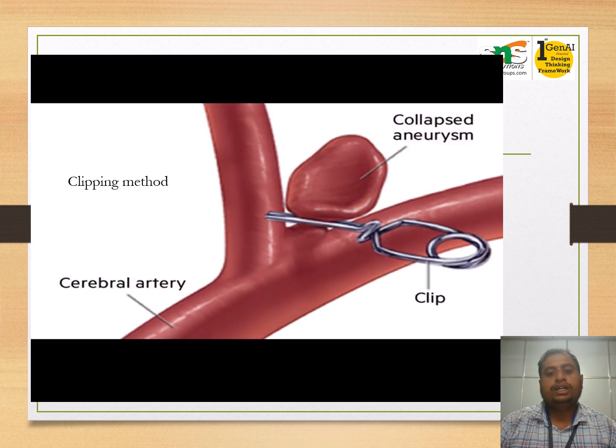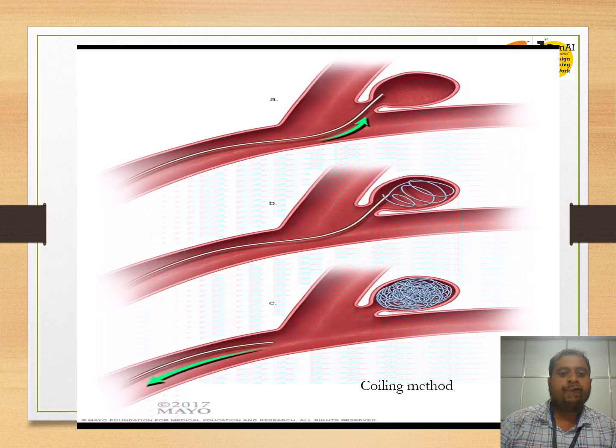This picture shows the aneurysm and the clipping method. They clip the artery so the aneurysm won't collapse or spread to any other blood vessels in the brain. See, this is the coiling method. The wire is guided there and the aneurysm is filled, so the blood flow becomes normal.